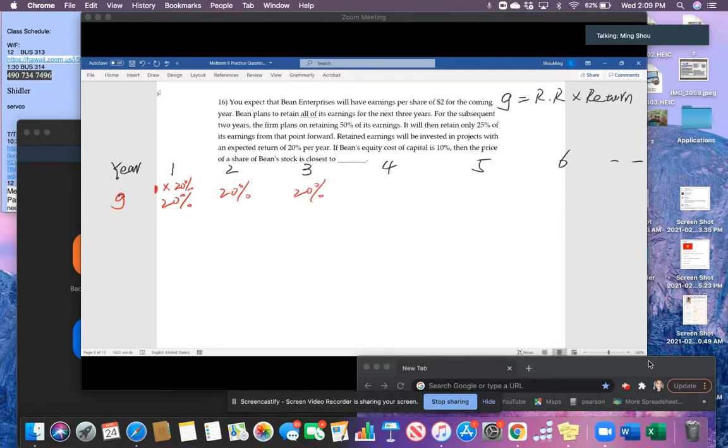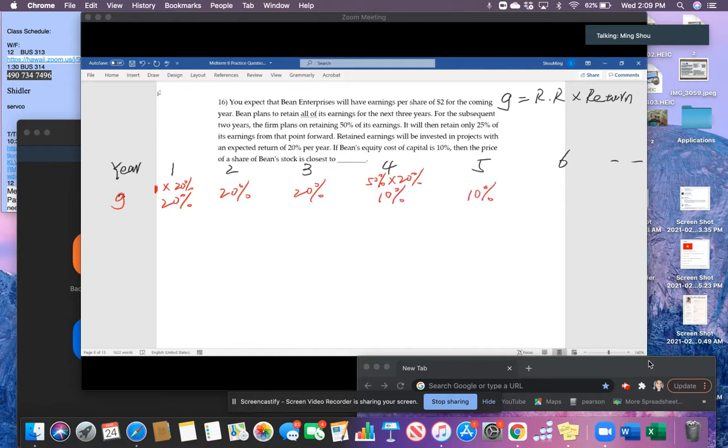But from year 4, things are different. From year 4, this company would only retain half of its earnings. So the retention rate would equal 50%, right? And the return on the new investment didn't change, still 20%. So the growth rate in year 4 would equal 10%. Similar thing for year 5, 10%.